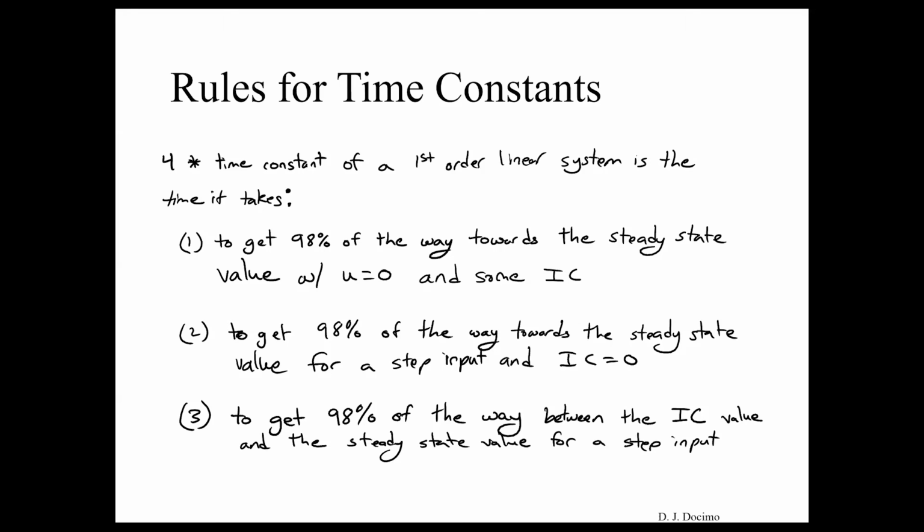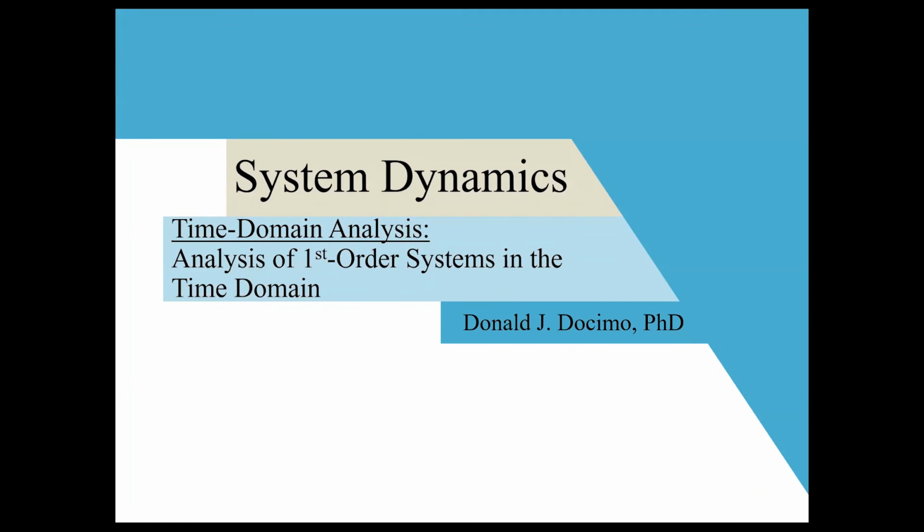Or it could be to get to 98% of the way between some initial condition value and the steady state value for a step input. And that's what that 4 times tau can represent. And that covers analysis of first order systems in the time domain.